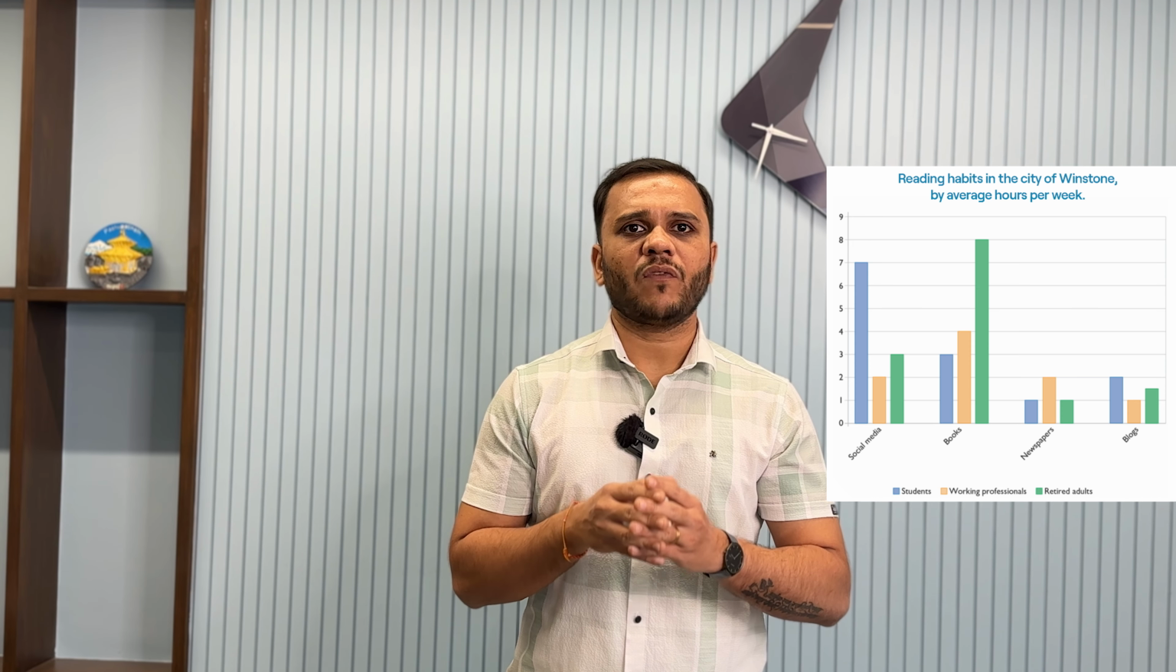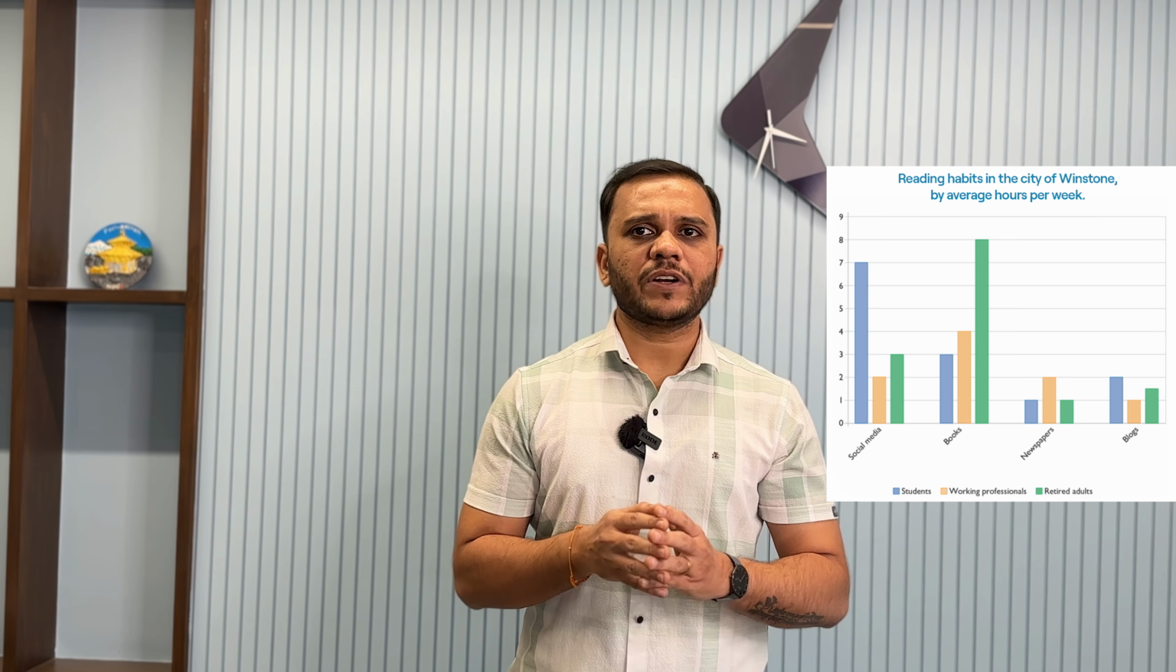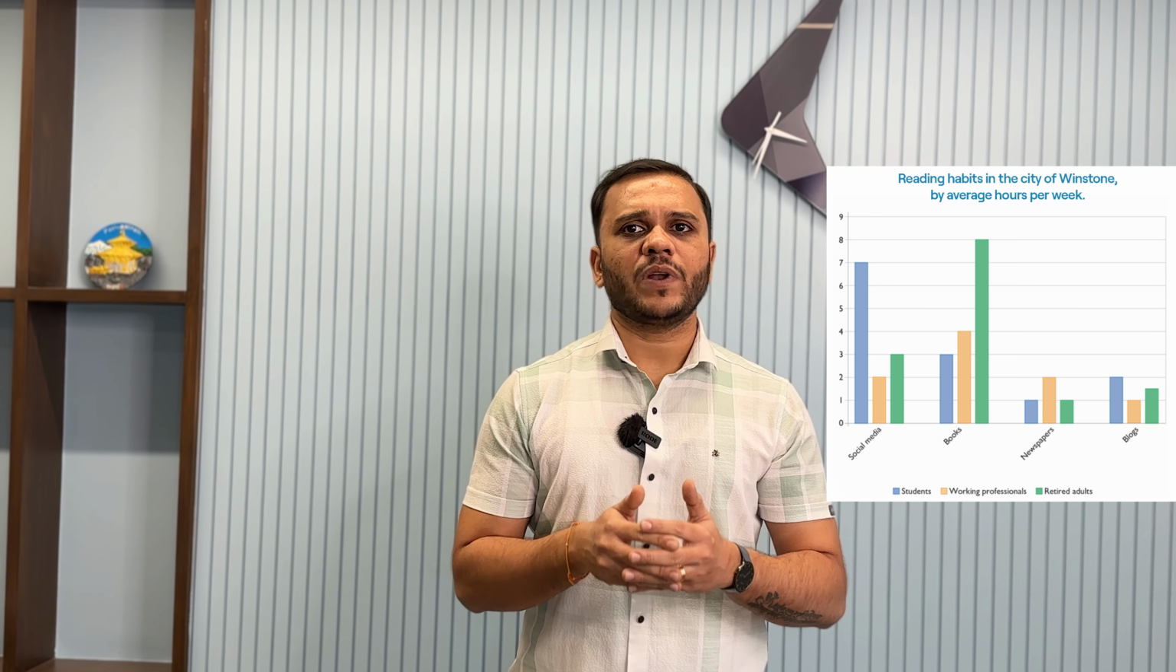The bar graph represents the reading habits in the Winston, showing the weekly time spent on social media, books, newspaper and blogs by the students, working professionals and retired adults. Books are the most popular among retired adults with 8 hours per week and least popular among students with 3 hours. Social media is the most read by students at 7 hours per week and least read by working professionals at 2 hours. Blogs and newspaper are read for about 1 to 2 hours per week across all the groups. The most significant feature is that books are the most popular reading materials across all the 3 groups, followed by social media, while blogs and newspaper are less commonly read.